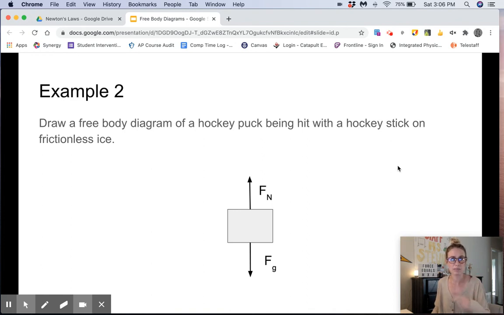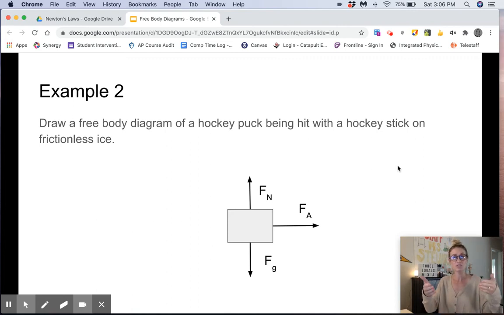And then we know that it is being hit with a hockey stick. So I'm going to say that it's being hit to the right with that hockey stick, and we call that the applied force. So we have F sub A here. Now it says that this ice is frictionless, so I'm not going to draw friction. So this is our finished free body diagram.